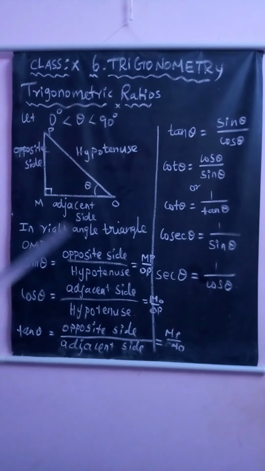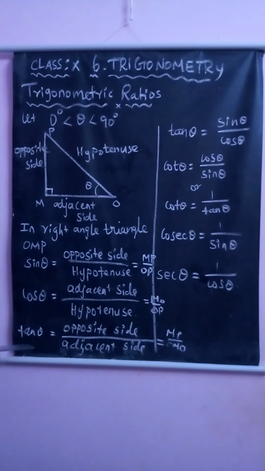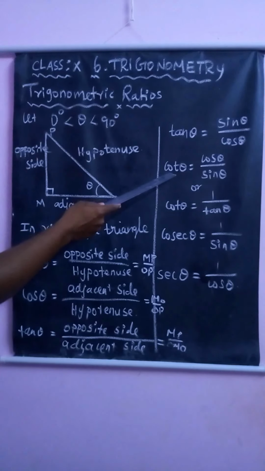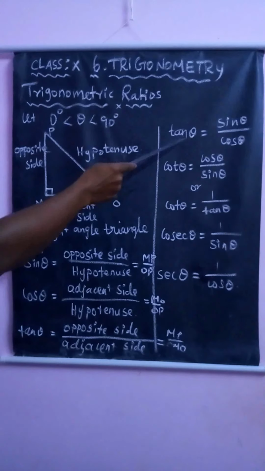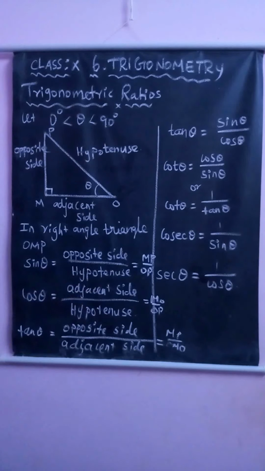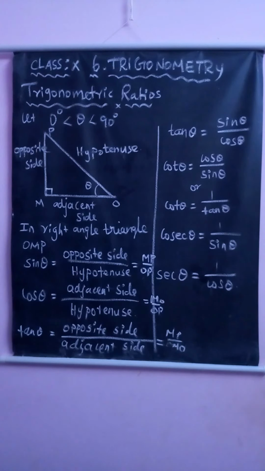So next, tan theta equals opposite side divided by adjacent side. Tan theta is also written as sin theta divided by cos theta. Cot theta is the reciprocal of tan theta. Already tan theta equals sin theta by cos theta, so cot theta equals cos theta divided by sin theta, or cot theta equals 1 by tan theta, that means the reciprocal of tan theta. Next, cosecant theta equals 1 by sin theta, that means the reciprocal of sin theta is called cosecant theta. Next, secant theta equals 1 by cos theta, that means the reciprocal of cos theta is called secant theta.